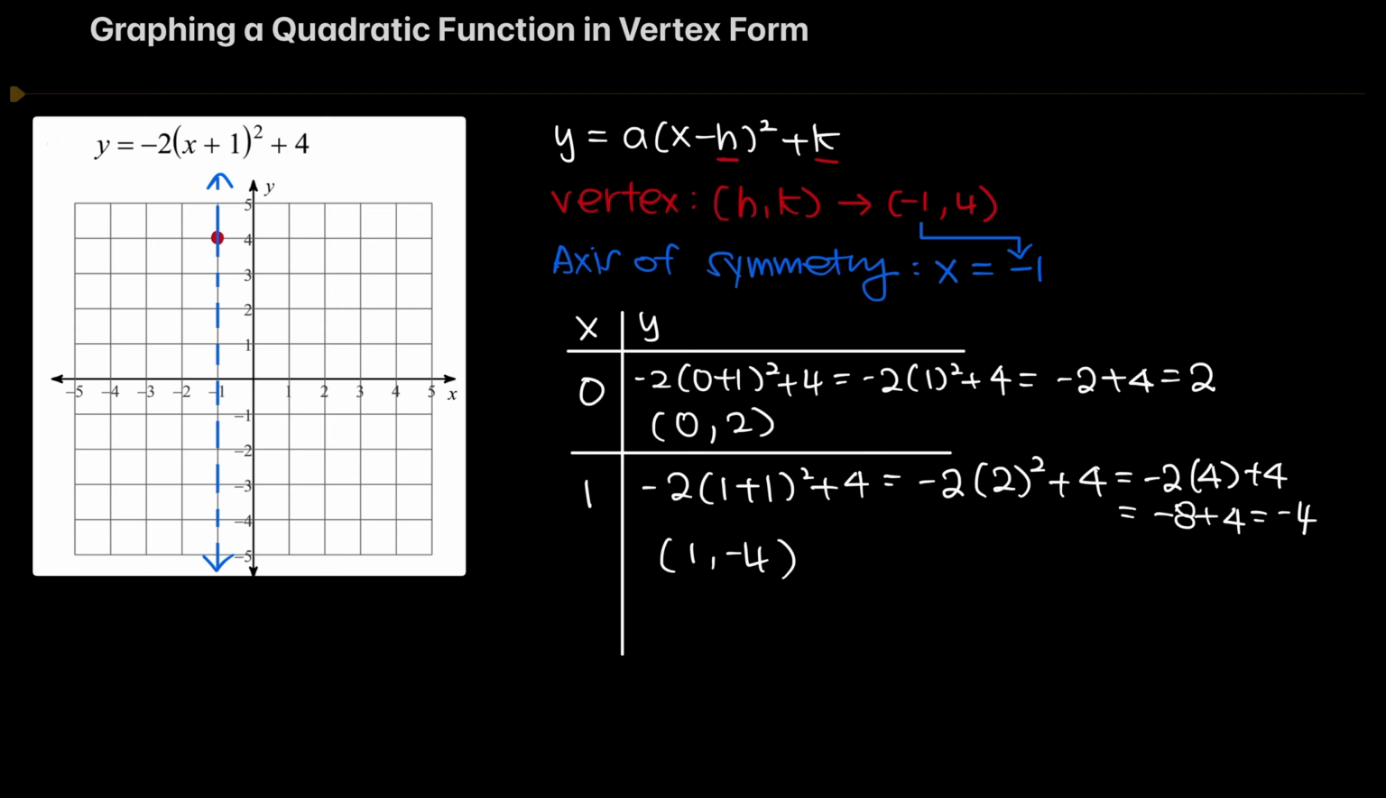Okay, so after you do that, you plot your points. I'm going to use the green. We have 0, 2. I'm going to reflect this here. And then 1, -4 is all the way down here. You reflect the points. And then you do your parabola that goes through these points. And then you are done graphing.